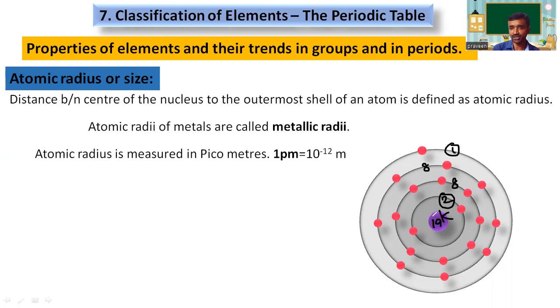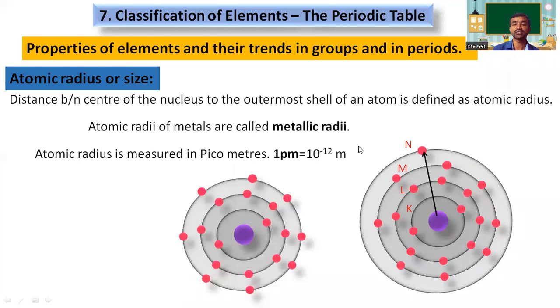So atomic radius is measured from the nucleus to the outermost shell, which is the nth shell. So this is the radius, and radius is measured in picometers. K shell is filled with 2 electrons, L shell with 8 electrons, M shell with 8 electrons, and N shell has 1 electron. So from the nucleus to the outermost shell, the nth shell, is the atomic radius, the size of the potassium atom.